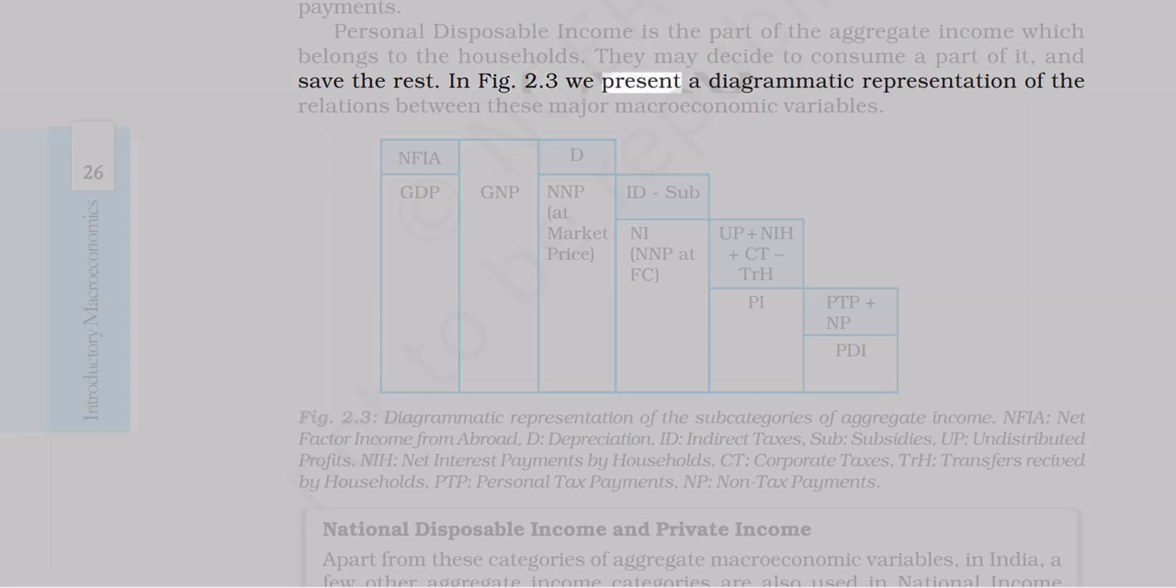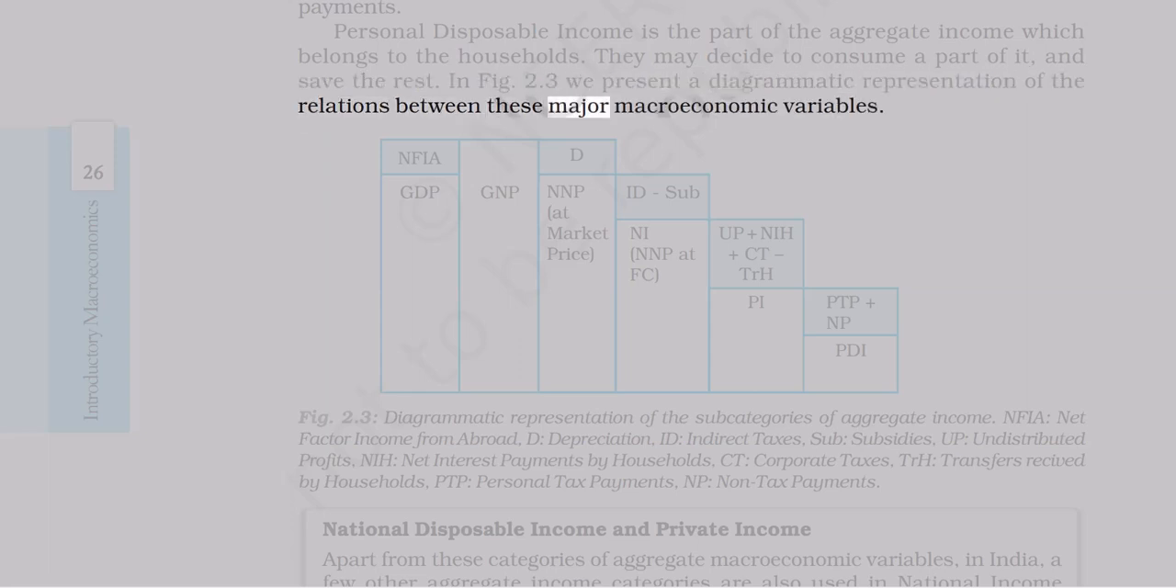In Figure 2.3 we present a diagrammatic representation of the relations between these major macroeconomic variables. NFIA, D, GDP, GNP, NNP at market price, ID, NI, NNP at FC, UP, NI, CT, TRH, PI, PTP, NP, PDI. National disposable income and private income.